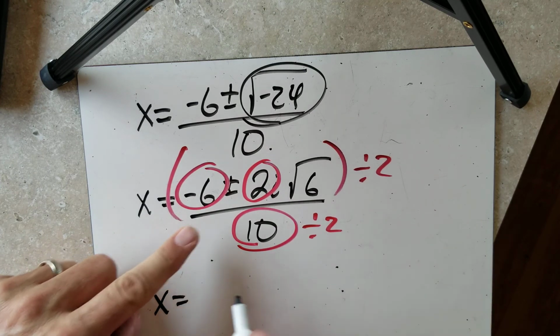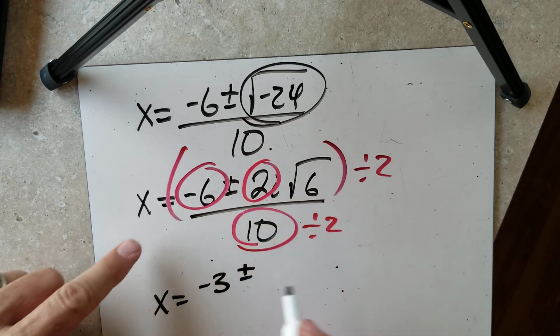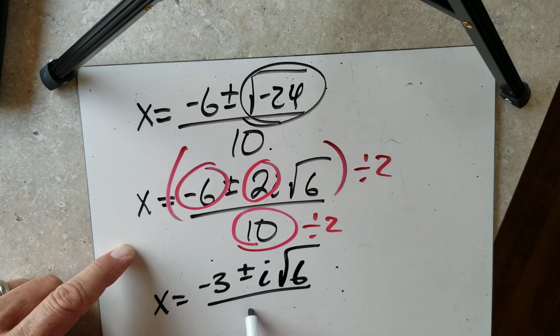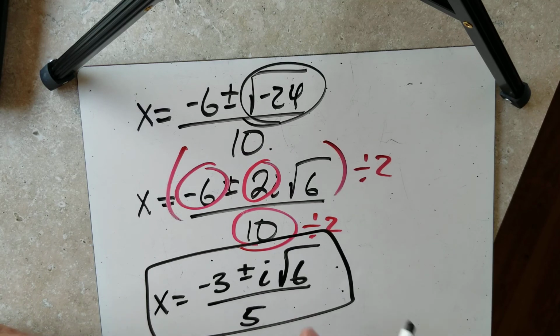-6 divided by 2 is -3. Leave that plus or minus. 2 divided by 2 is 1. The i is still there. I radical 6 over 10 divided by 2 is 5. All right, good. There's an answer that's imaginary. I would leave it like that. You could separate it, but with imaginary answers, that's good enough.